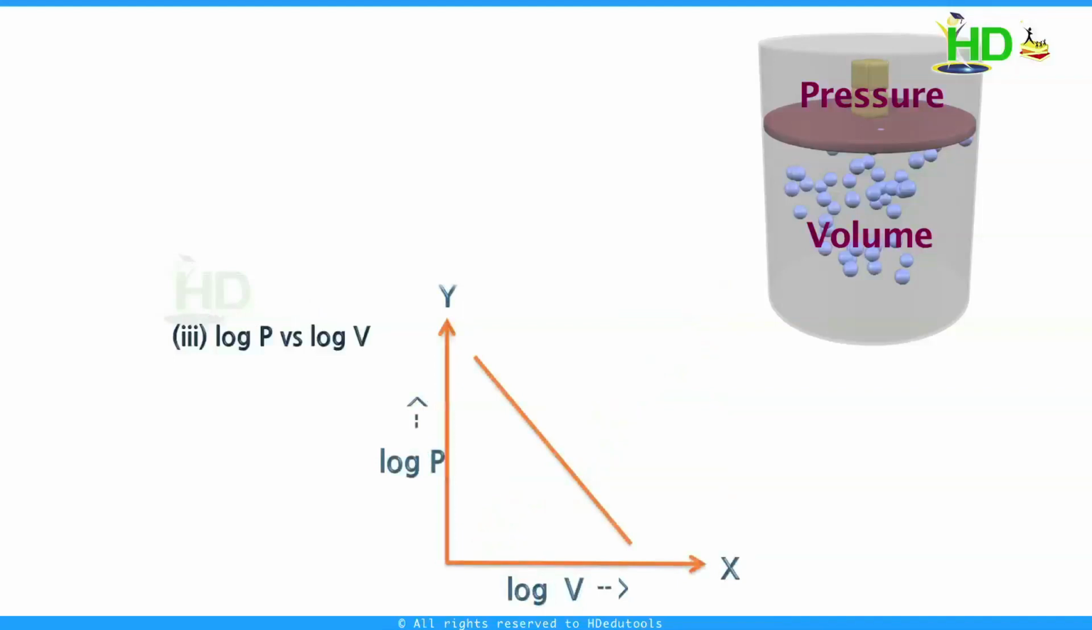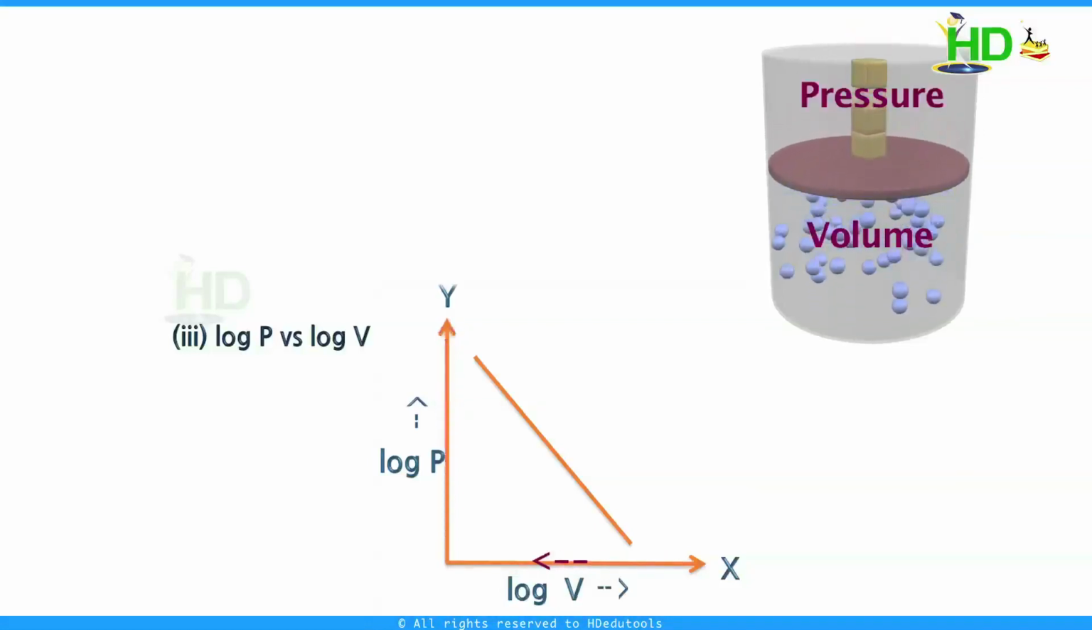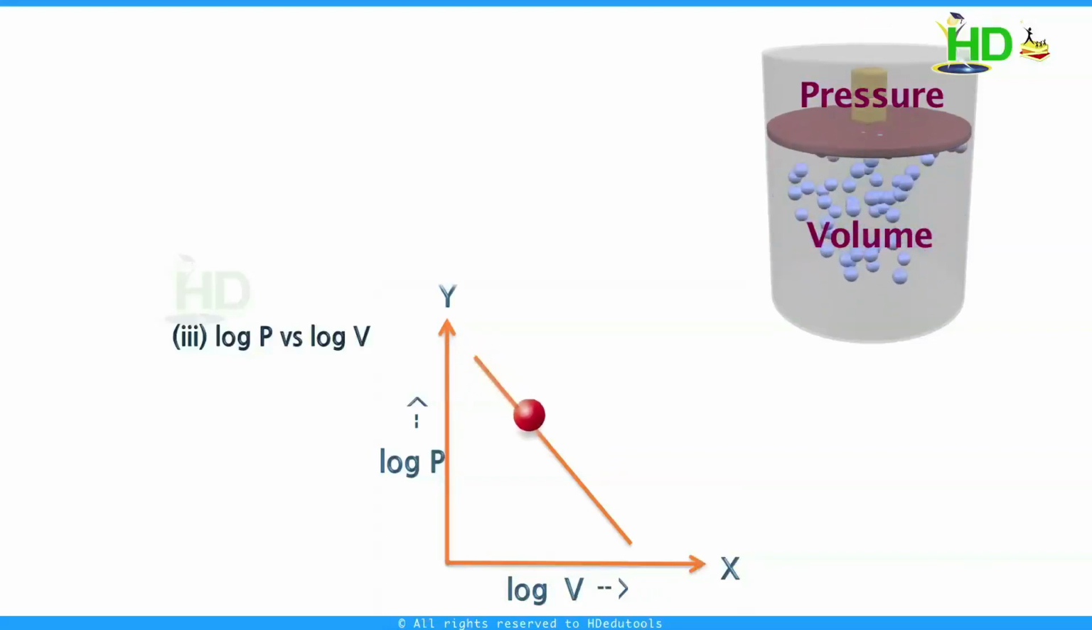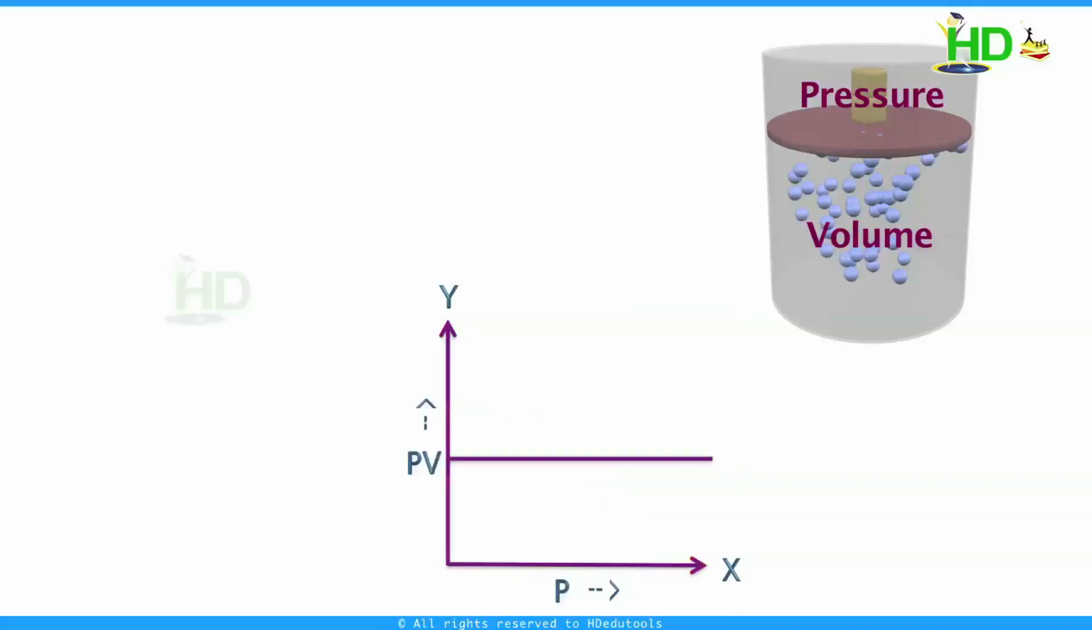If we take a graph taking log V along x-axis, log P along y-axis, we get a graph, and with increasing pressure, volume decreases, with increasing volume, pressure decreases, and it is a straight line. Suppose we draw a graph of PV versus P, taking pressure along x-axis, the product of pressure and volume along y-axis. Then how do you get the graph? PV equal to constant. Therefore, this graph is a straight line which is parallel to x-axis.